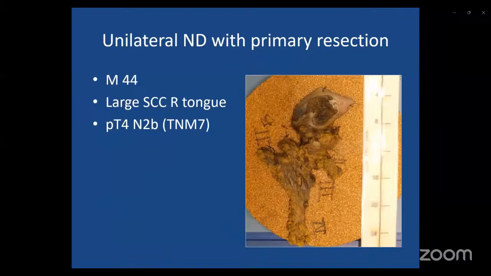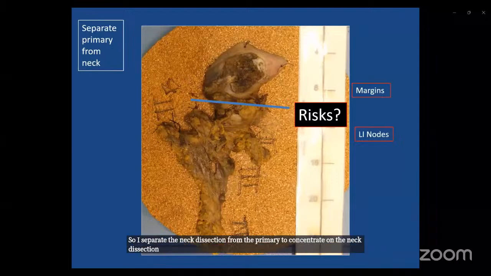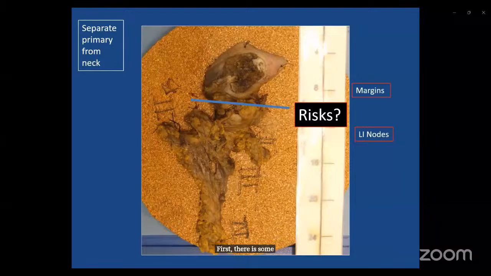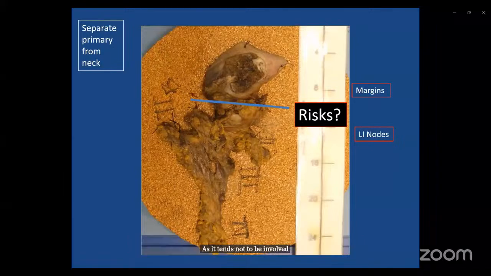Now, an example of a unilateral neck dissection in continuity with a primary resection, in this case a partial glossectomy. So I separate the neck dissection from the primary to concentrate on the neck dissection first. There are some risks here. If you put your cut too high, then you risk the margins in the primary resection, and there's also the possibility of cutting through level 1 nodes. So I usually try to aim for the submandibular gland, as that tends not to be involved, taking care not to cut through any involved nodes which may be in level 1.